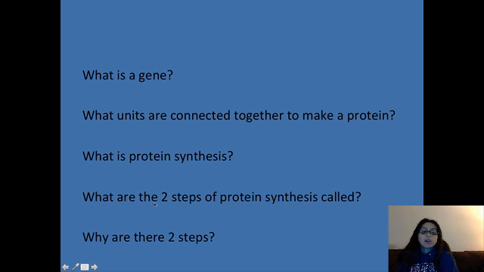Number 4, what are the 2 steps of protein synthesis called? And finally, why are there 2 steps? Why is there 2 steps instead of 1? Why don't we just read the DNA instructions and make a protein? You should be able to answer all 5 of these questions. If you can answer all 5 of these very important questions, you are ready to learn about those 2 steps, transcription and translation. All right, and those 2 steps will be in the next video.